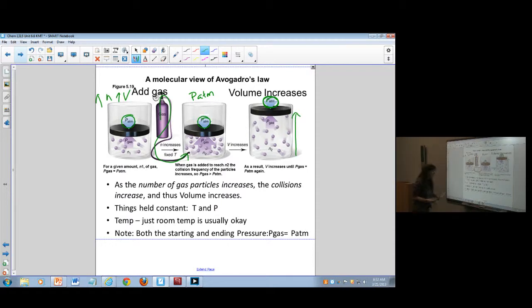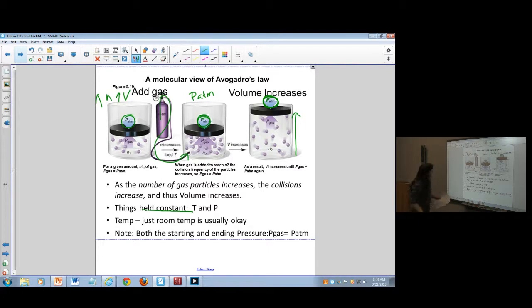All right? So even though it says things are held constant at some particular temperature and pressure, that is true, but the interrelationships have to have time to get back to where the pressure of the atmosphere and the pressure of the gas are the same again. When we first add that gas, that increases the pressure because there's more of it, but it will equilibrate, or come back to a position where the pressure of the atmosphere and the pressure of the gas are the same, and now we have an increased volume.